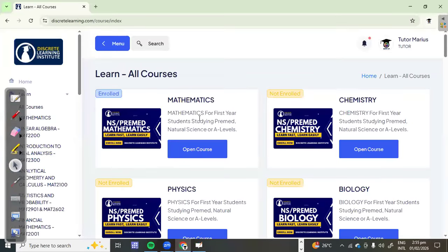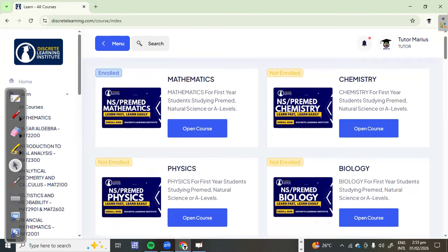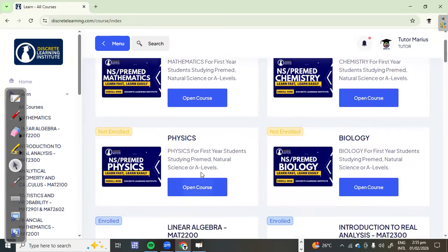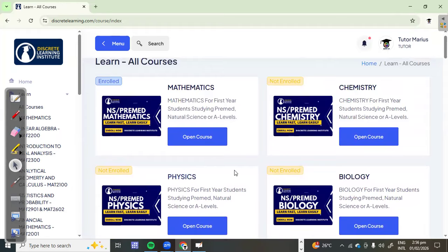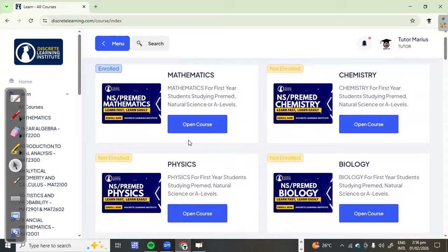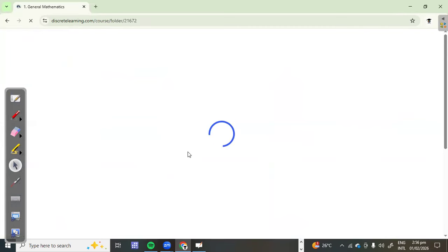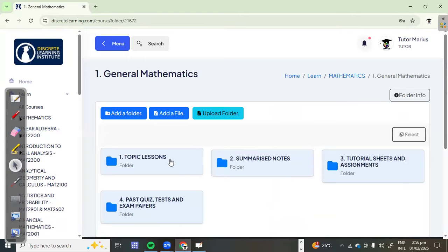If you're not enrolled, it won't lead you here, but it will lead you to a page where you want to subscribe and make an account. So make an account. After making an account, then you can enroll in any one of our courses. So we offer mathematics, chemistry, physics, biology there. So enroll in any. You enroll in there, and it will bring you a figure that you have to pay, and then you can access the information. Then when you're enrolled, you just open there, you see mathematics. So you see general mathematics here, you go. Then there, you have topics. So there'll be topic lessons, the summarized notes, the tutorial sheets, and past papers there.